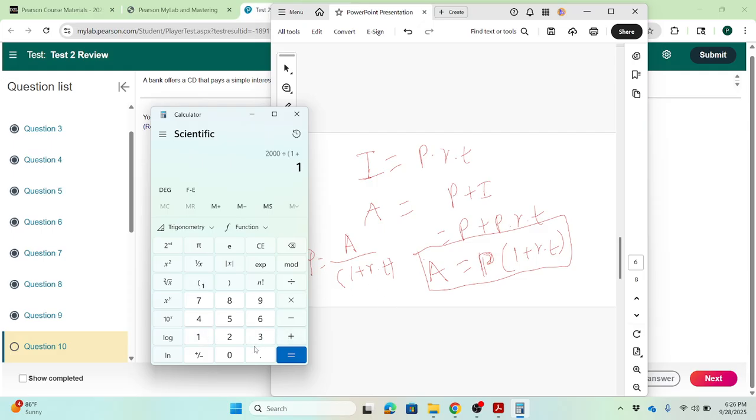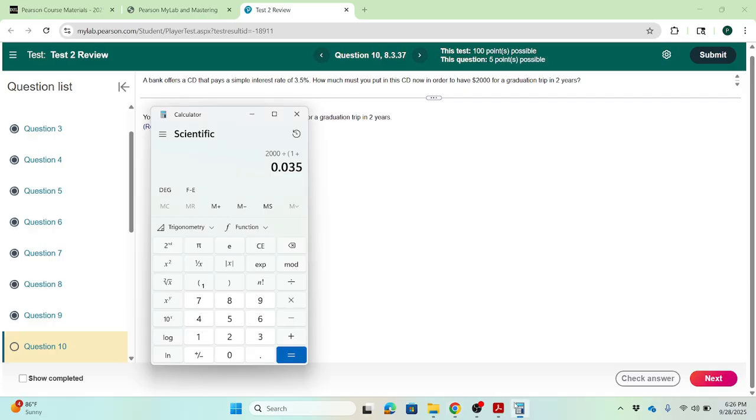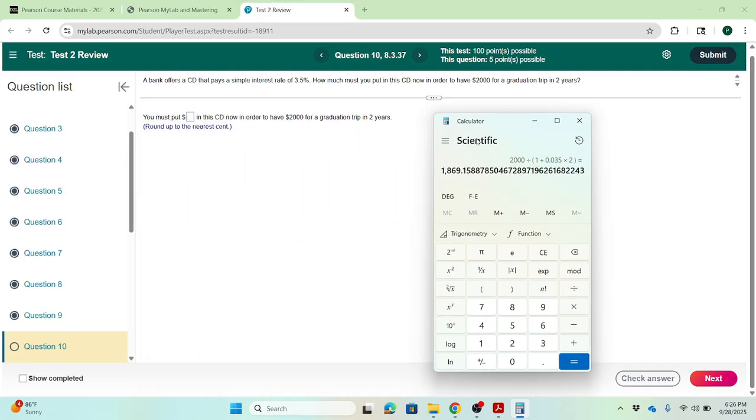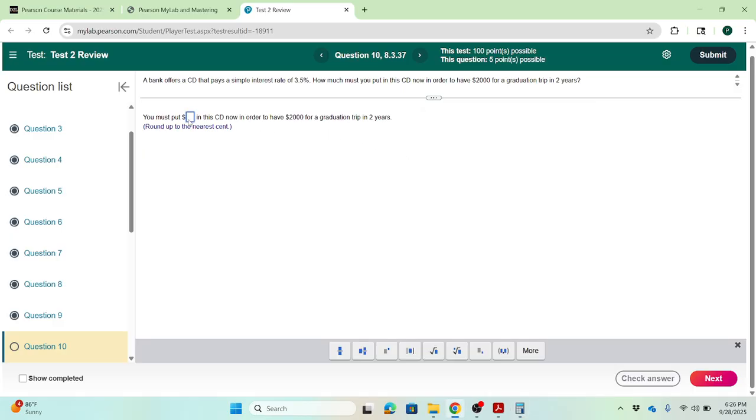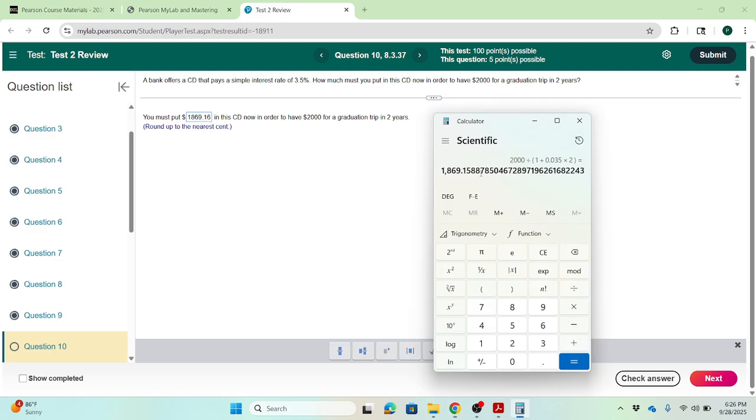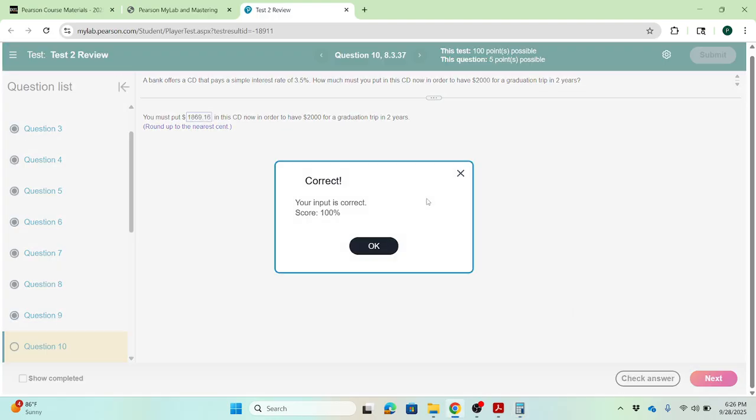1 plus, the rate is 0.035, which is 3.5%. Okay, and then times time is 2 years, parenthesis close. Now look, if you hit enter, that's the amount you need today to have 2000 bucks in 2 years. Round to the nearest cents, that would be 1869 bucks 16 cents. 1869 bucks 16 cents. I'm going to look at this number one more time. 1869.16. Okay.